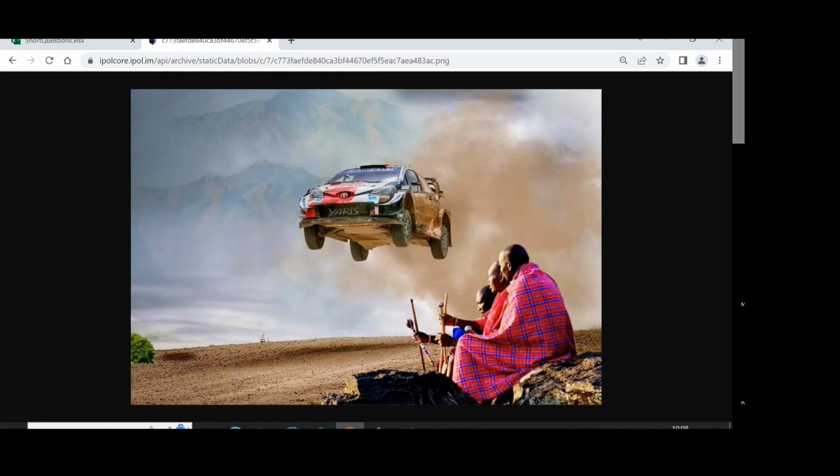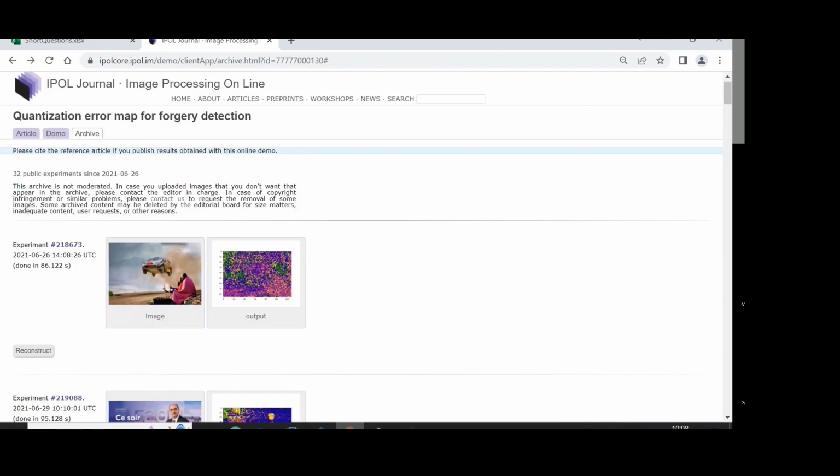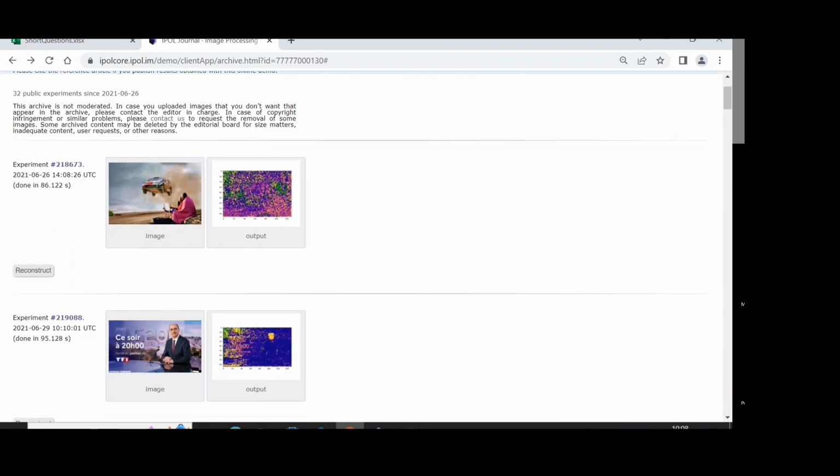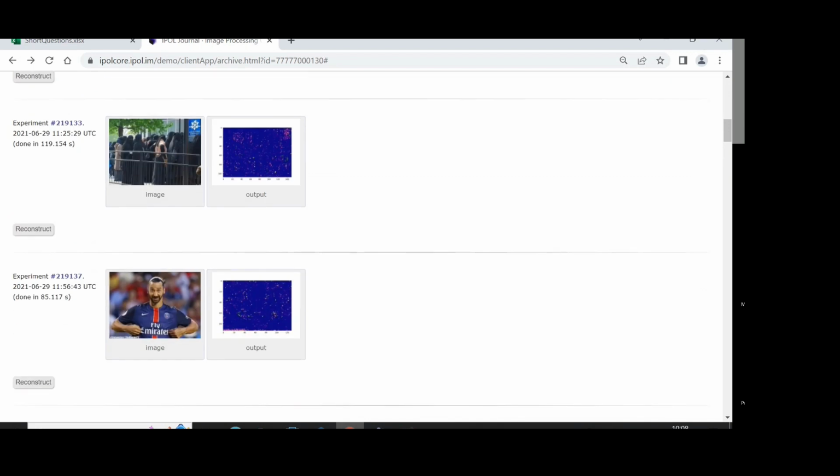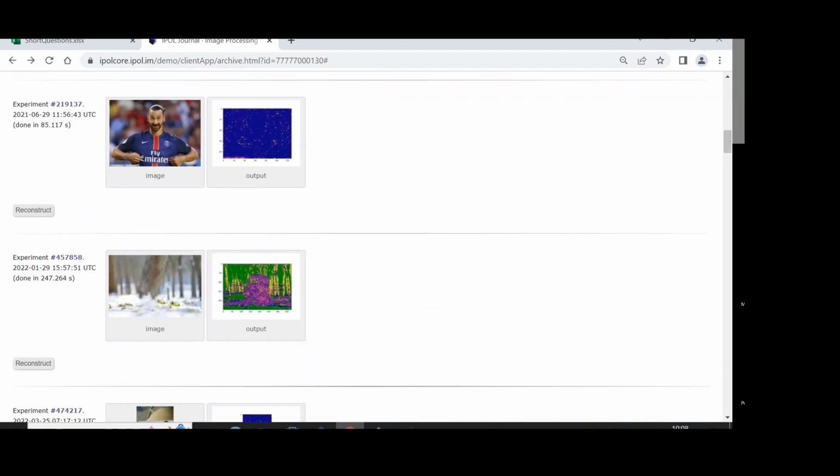And here, it seems that the whole patterns don't seem to be particularly different. Here, it is all the time the same. But here, for instance, the whole patterns are different. So I can tell you from the quantization errors, from these quantized differences, whether you have cut and pasted an image into another one, because they will have different quantization patterns.